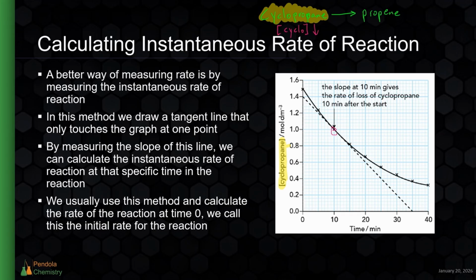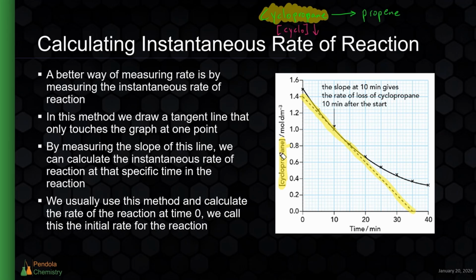Right here. So I'm just going to use this point. Unlike the other method, the average method, this uses one point instead of two. Now what I'm going to do is choose the point that I'm trying to get the instantaneous rate for, and I'm going to draw what we call a tangent line. The tangent line is this line right here, which touches the point at a single place.